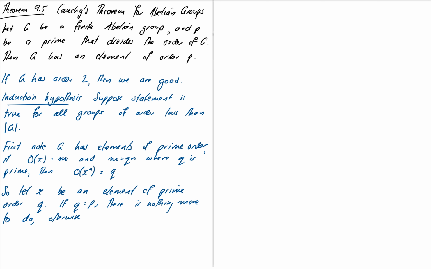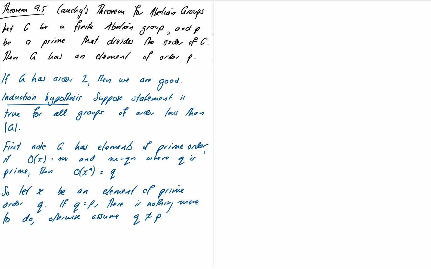We'll assume Q is not equal to P. Okay, if Q equals P, it means that our element X is the element we're looking for, and so there's nothing left to do. So we can from now on assume that Q is not equal to P.